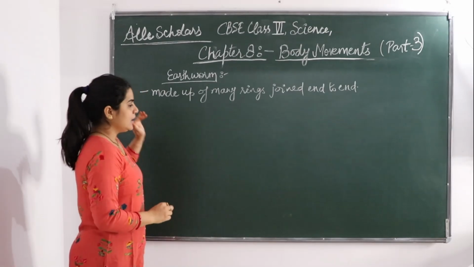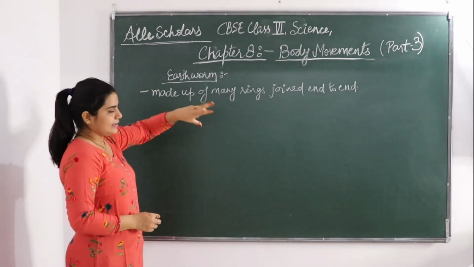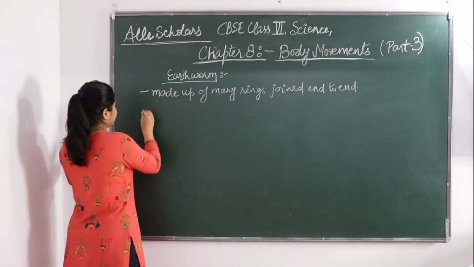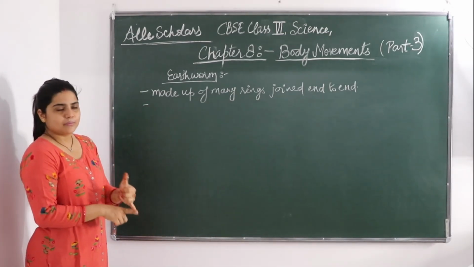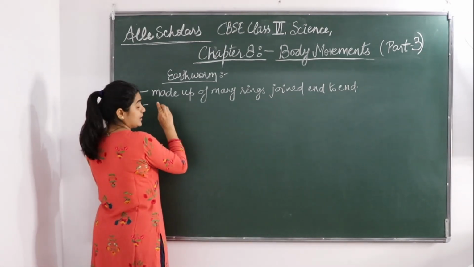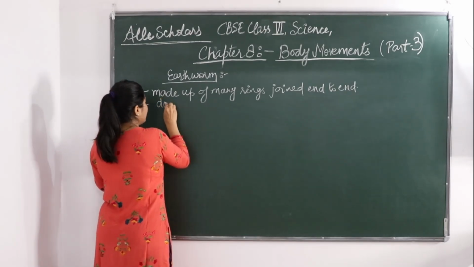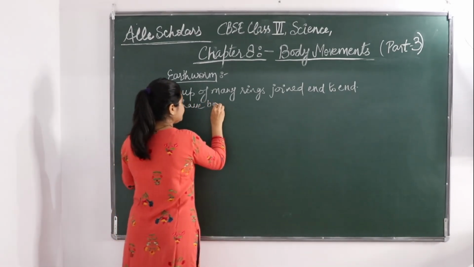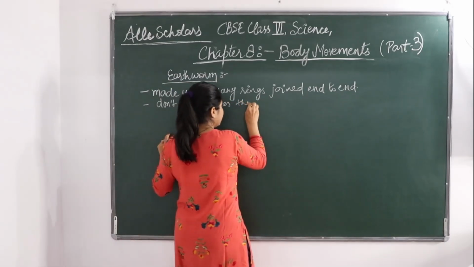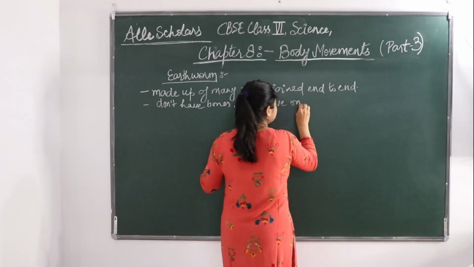The earthworm's body is made up of many rings which are joined end to end, as I have shown you in the diagram. Next, earthworms don't have bones. They have only muscles.